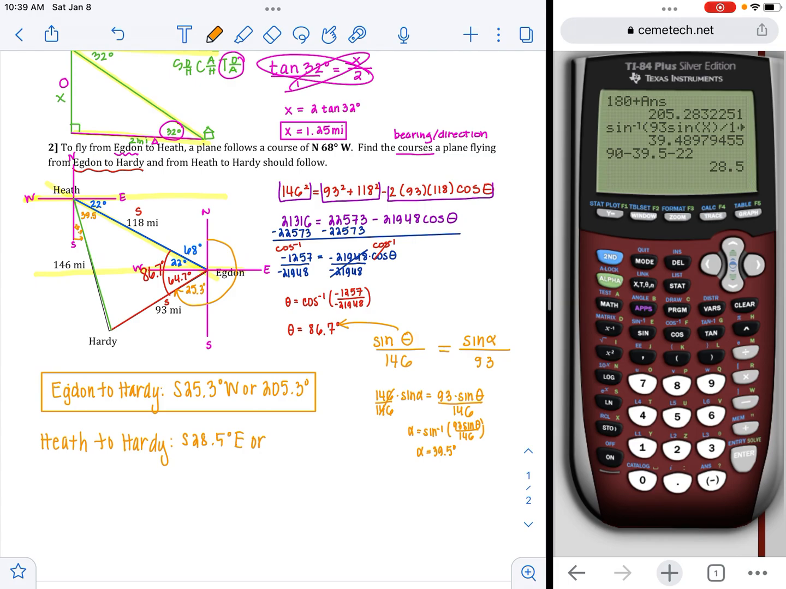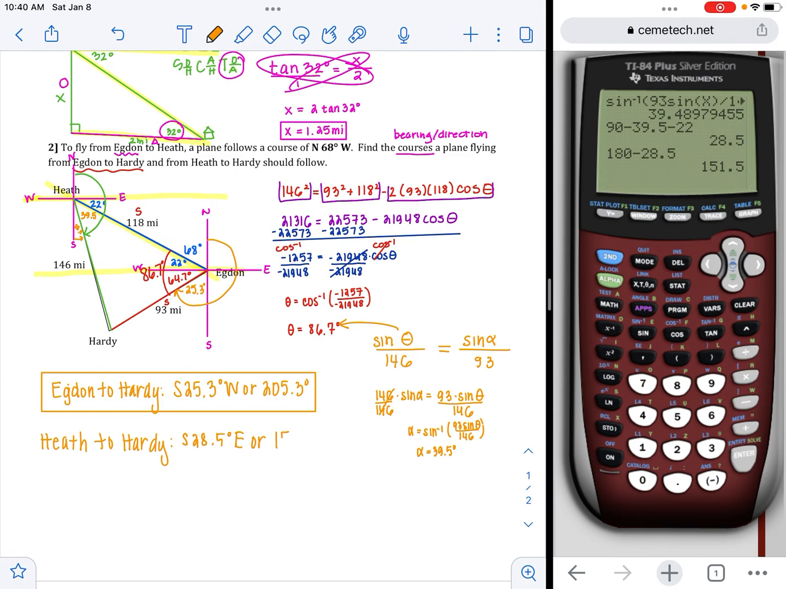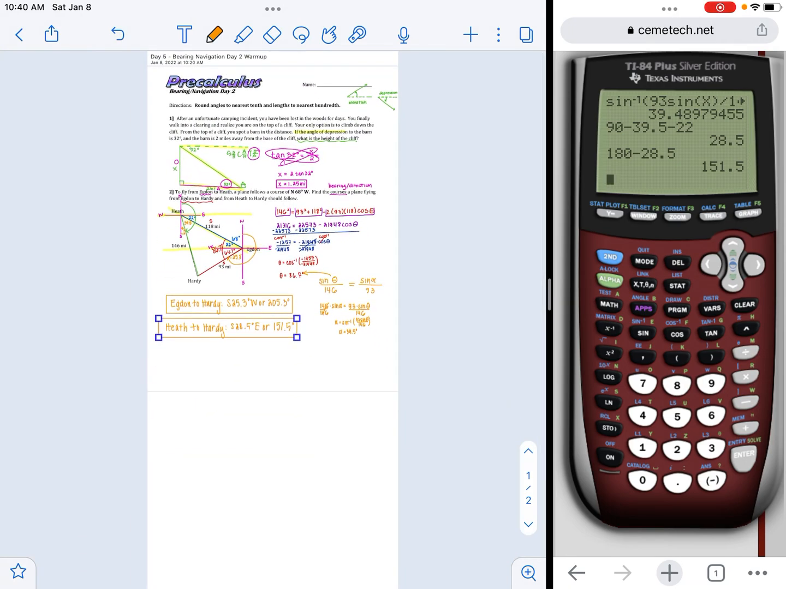Or if you want to use your other method, you can start from the north and go until you hit that right there. So that would be from the north until I hit that right there. So that's 180 minus 28.5, and that's 151.5 degrees. Once again, it doesn't say you need to have both, so if you get the first method or the second method, just stick with it.